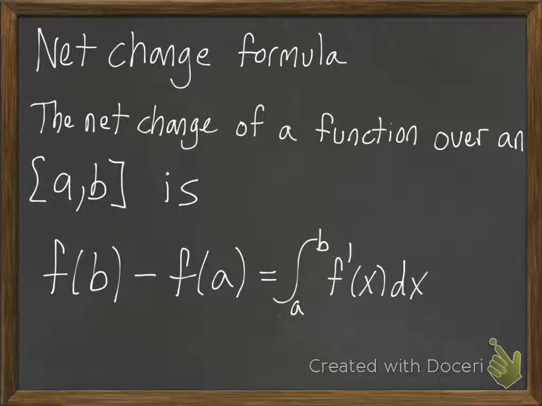And so if we know how a function changes, if we know the rate of change of a function without actually knowing the function itself, we can find the net change. How much did it change over a particular time period? If we know just the rate, we don't actually have to know the function itself. We just need to know its rate of change.